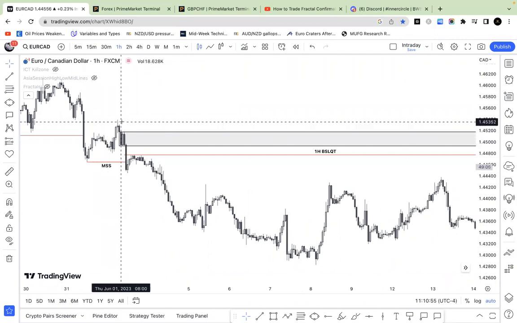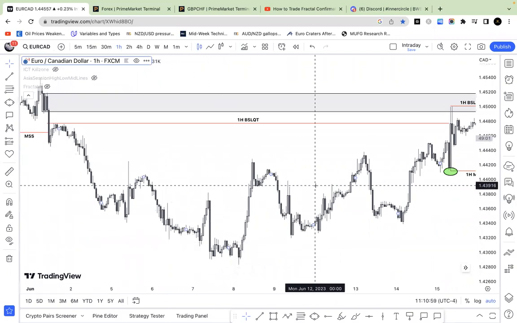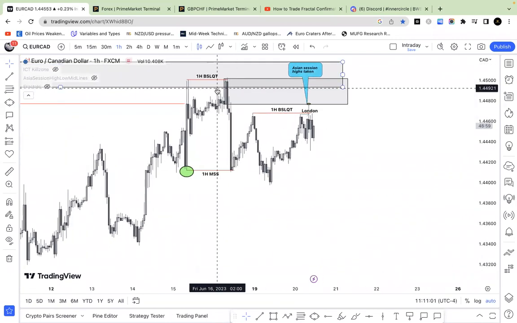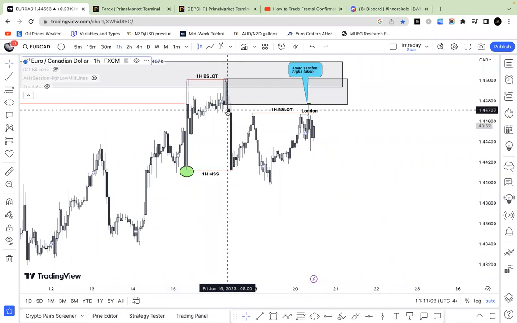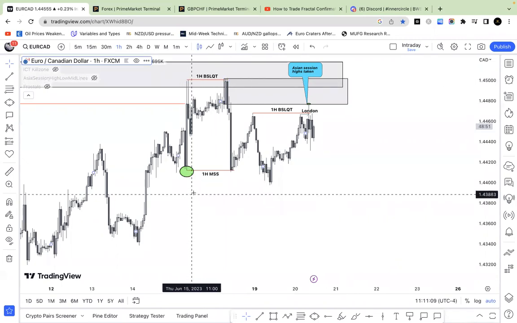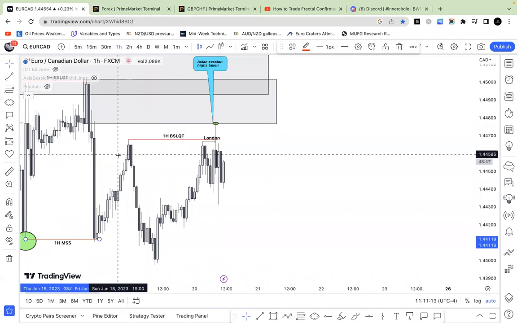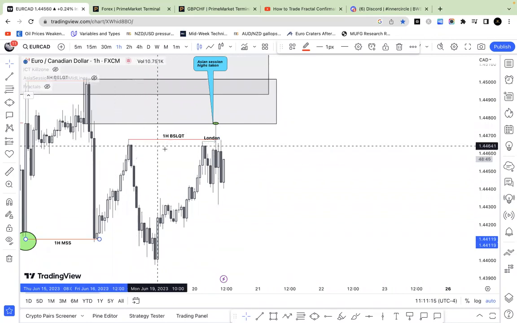This was obviously chasing buy side right here. Market structure shift again. So this is your new dealing range right here. Price came up, respected that order block, which is right here. Came down, did another market structure shift right here, as well as a displacement higher on this wick right here, and displacement lower on this swing low right here. And then came back up and created a lower high, which is going to be the buy side to be taken.